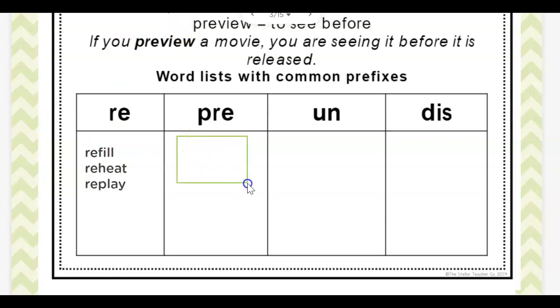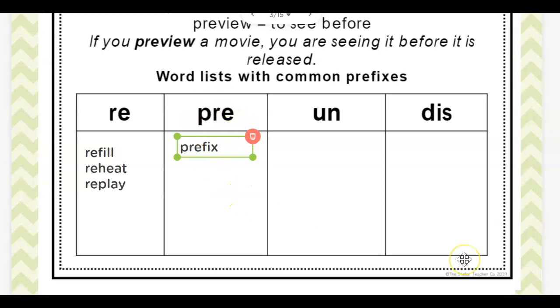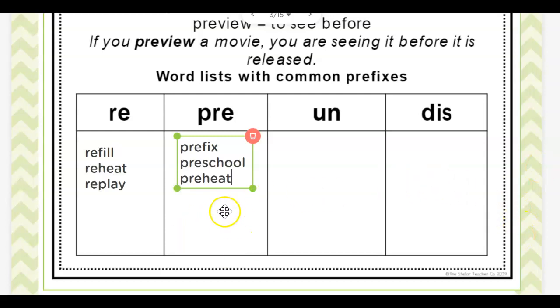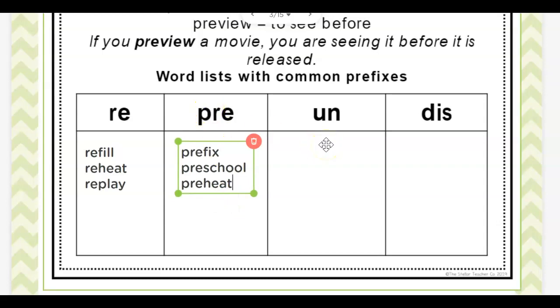Now for the prefix pre. Well, there's an easy one. Prefix means to fix before, because pre means before. Type that out. And maybe you've been to school before you started regular school, or normal school, and that is called preschool. It's before normal school. Or you preheat your oven. So you'll come up with one more word that has pre as a prefix.